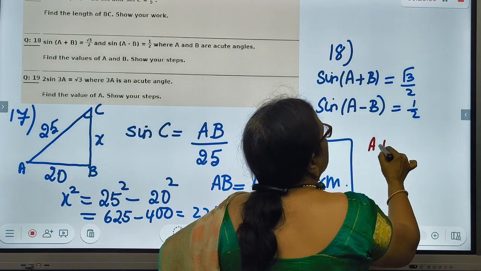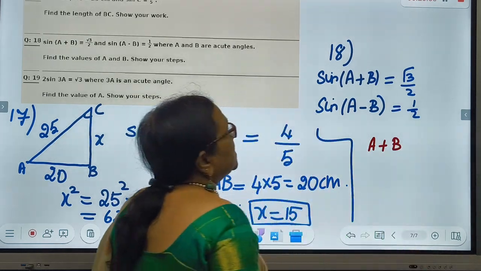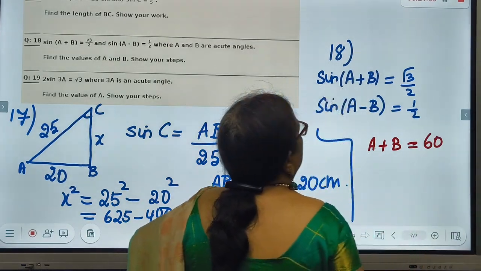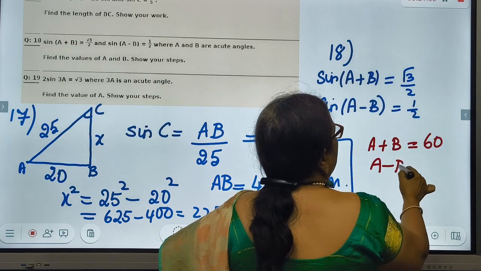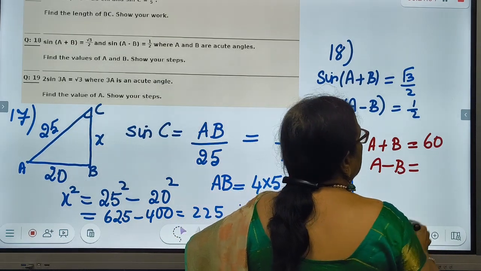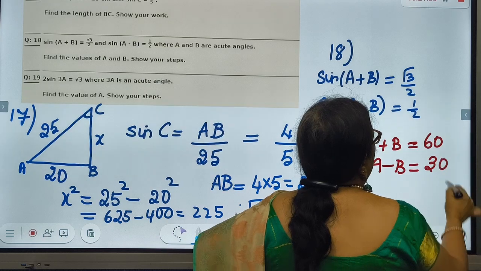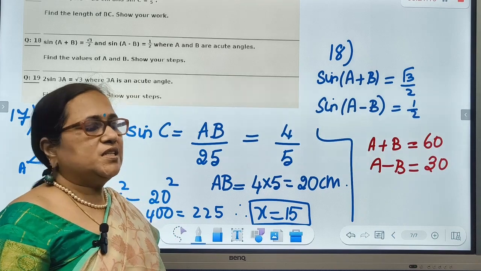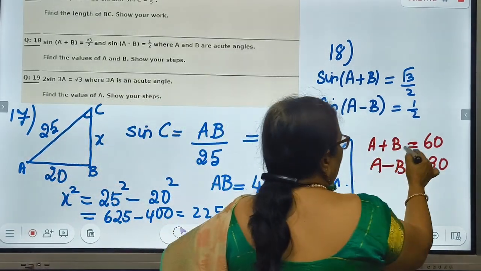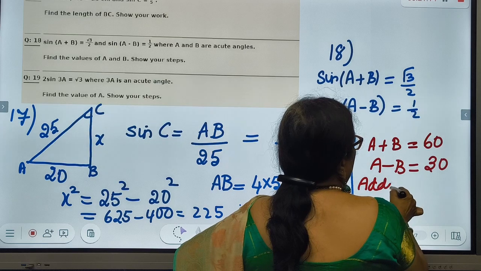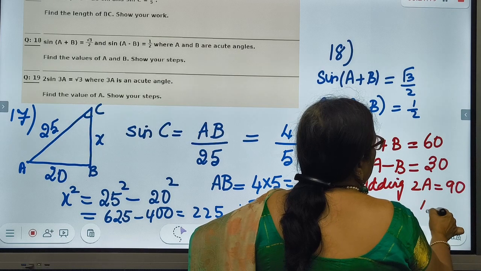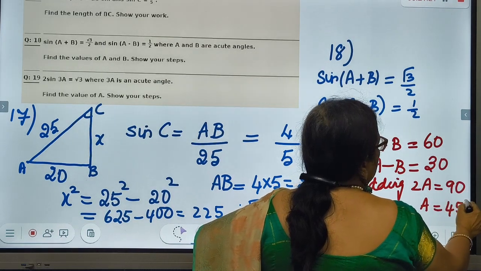For what value of theta is sine theta root 3 by 2? Sine 30 is half, right? Sine 60 is root 3 by 2. So a plus b is 60 degrees. What will be a minus b? Sine 30 is half, so a minus b must be 30. So now adding, 2a equal to 90 degrees, or a equal to 45 degrees.